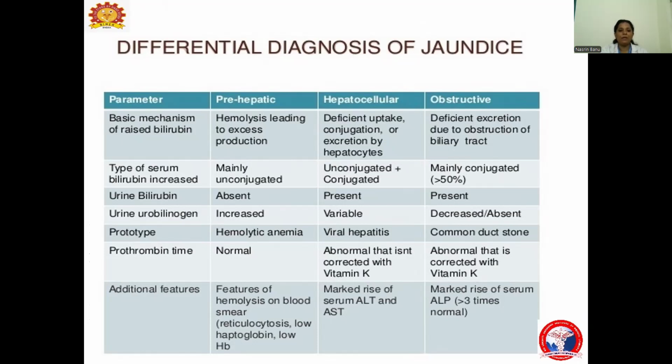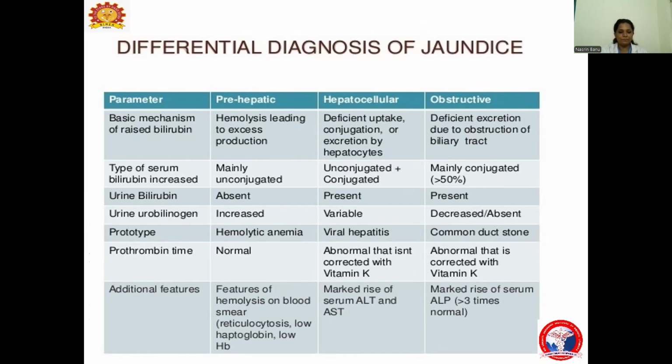Prototype, if you see, the main cause would be hemolytic anemia in prehepatic, viral hepatitis in hepatic, and common duct stone in obstructive. Prothrombin time is normal in prehepatic. It is abnormal in both hepatocellular and obstructive.